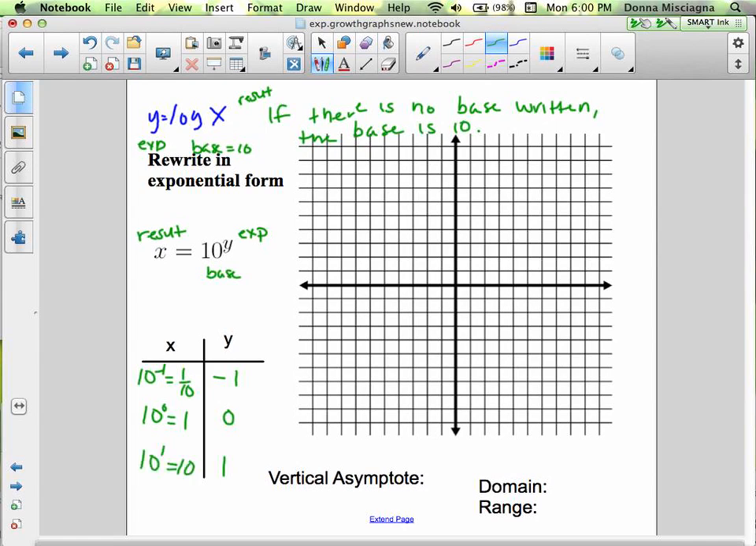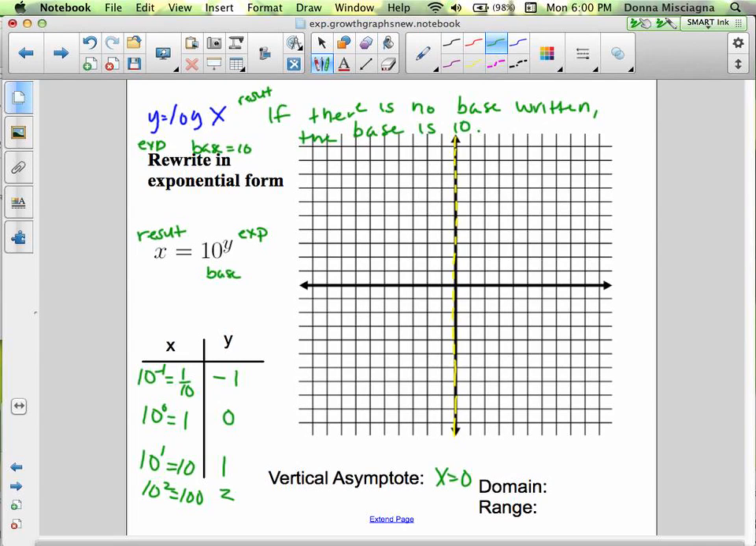If we wanted to go all the way to 2 on y, our x here would have to be 10 squared or 100. So it's going to take a long time before we get to 2. Right? Log functions grow so slowly because their y values are just exponents. So they grow very, very slowly. Again, we're going to have a vertical asymptote right there at x equals 0.